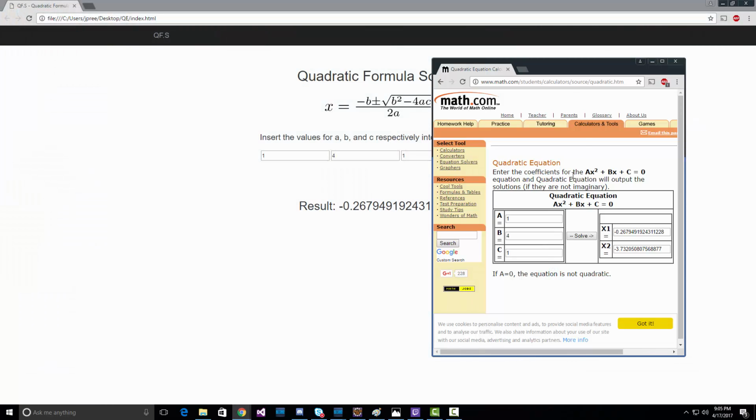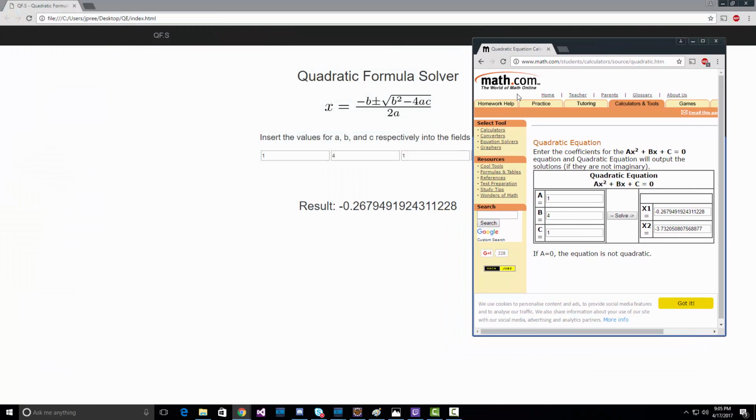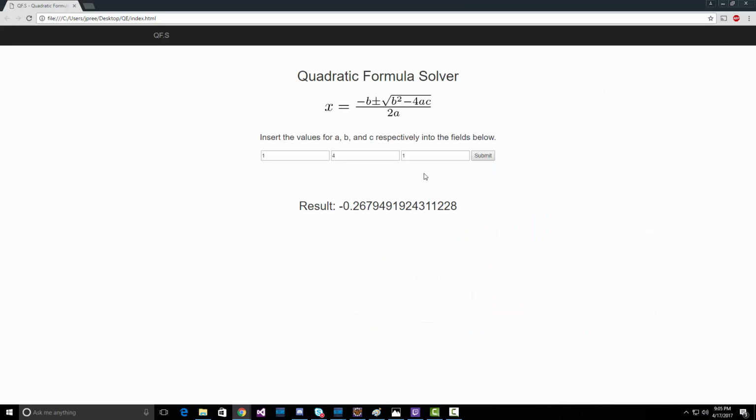In order to test this, I just ensured that math.com has a quadratic equation solver, and we can type in values for A, B, and C, 1, 4, 1 respectively, and we can see here that the x1 value, the plus value, is negative 0.267, which is the same value here. And again, this just gives us confidence that the program is working as expected.